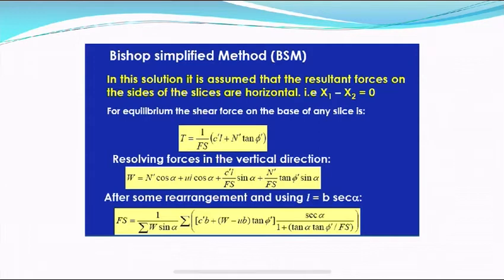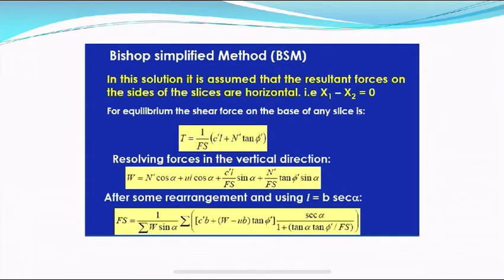After some rearrangement and using L equal to B secant alpha, because the inclination is alpha and the horizontal distance is B, where L is the length along the straight line, and by simplifying, we get the factor of safety expression as 1 by sigma of W sin alpha, in a summation, C dash B plus W minus mu B within brackets tan phi dash, into secant alpha by 1 plus tan phi dash by factor of safety.